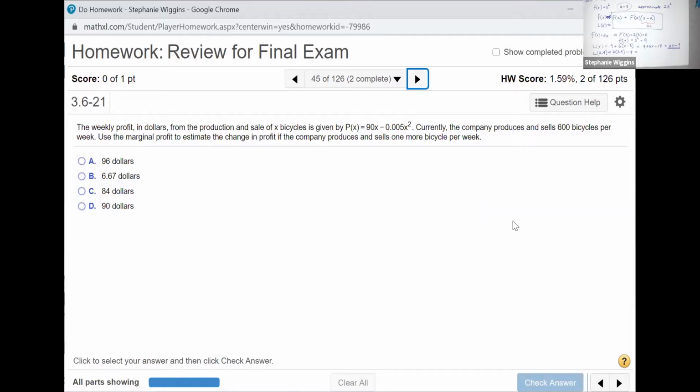All right, this is another really good problem. I like these type of problems because they're applications to business, and you all are business students, so I like those type of problems where I can at least show you how this stuff is used. So make sure you practice these problems and know what they're asking you. We have the weekly profit in dollars from the production and sale of x bicycles is given by P of x equals 90x minus 0.005x squared. Currently, the company produces and sells 600 bicycles per week. Use the marginal profit to estimate the change in profit if the company produces and sells one more bicycle per week.